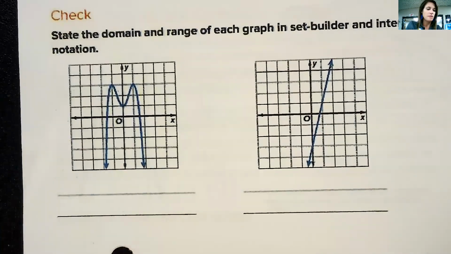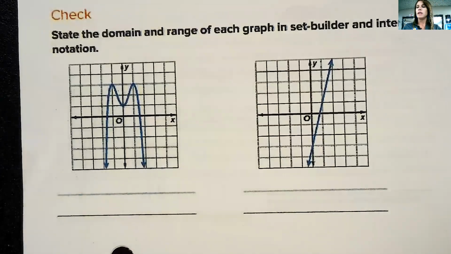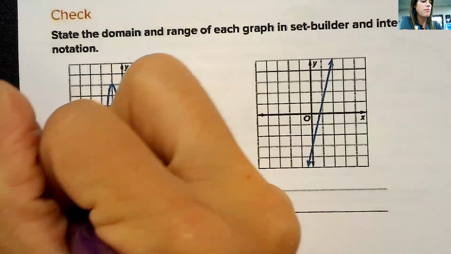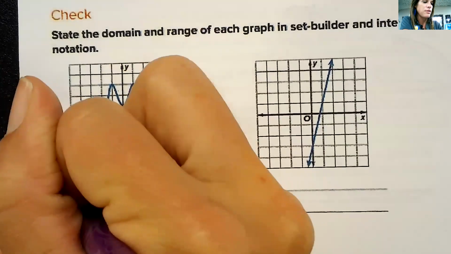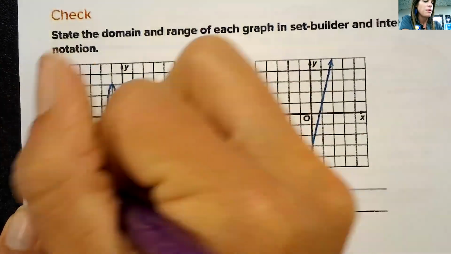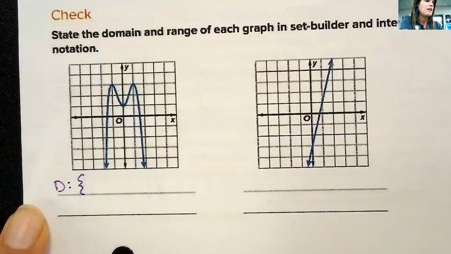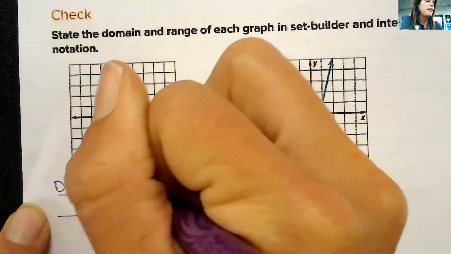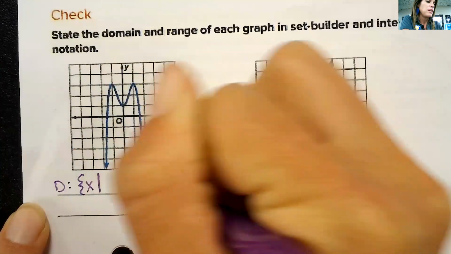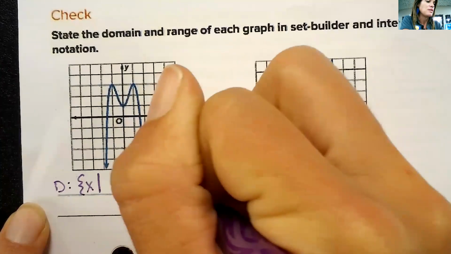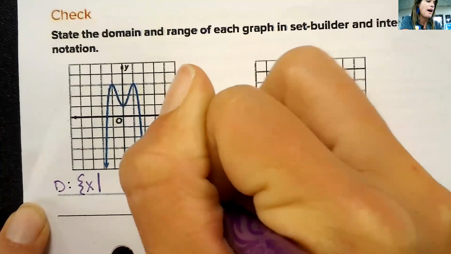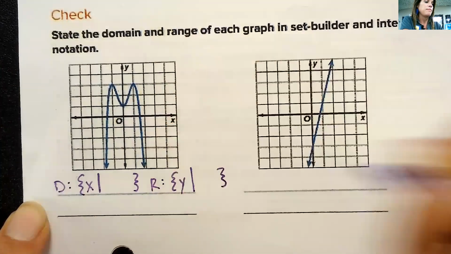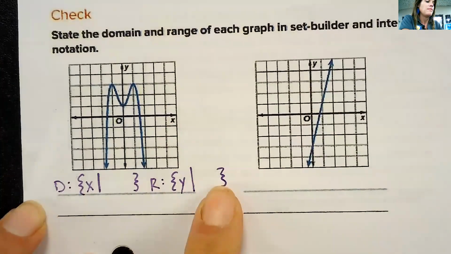So first, let's do the domain and range in set builder notation. The domain, I'm going to use D for domain. I'm going to put a squiggly bracket, right? Let's practice writing this. We haven't done this yet. X, straight up and down line, a squiggly bracket. And then the range is going to be the y values. I'm going to do y, straight up and down line, squiggly bracket. Okay, but we got to fill this in.